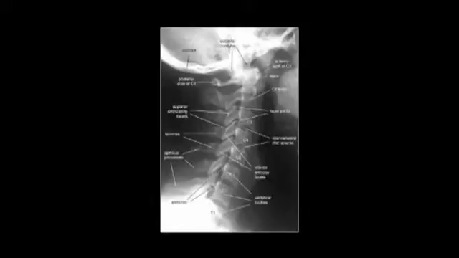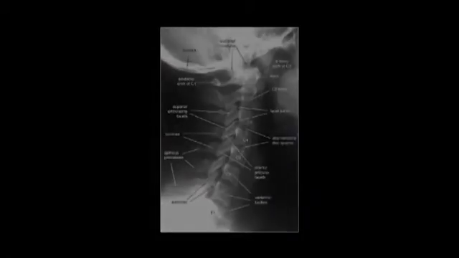You have the C1, C2 junction, as we discussed before. That's where the majority of the rotation comes in. That's where the dens and the atlas come together for most of your rotation, as well as your flexion and extension here. And then the subaxial spine from C3 down to C7 is where most of your flexion and extension occurs, and the rotation is less obvious and less used at those areas.